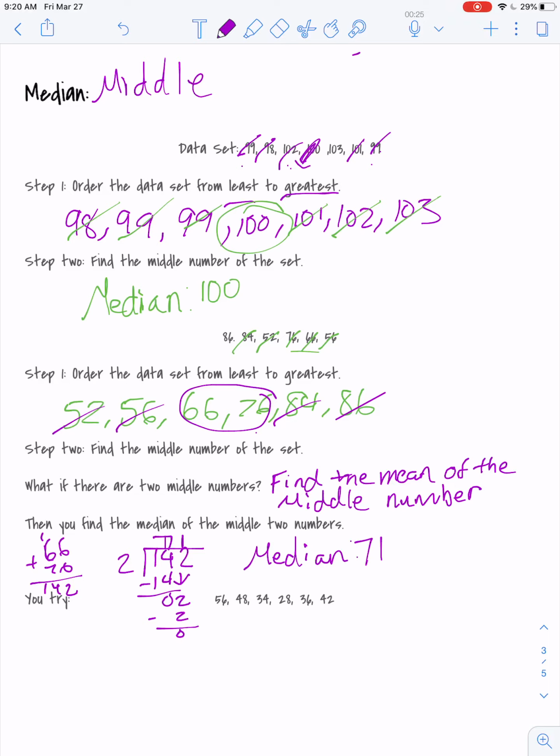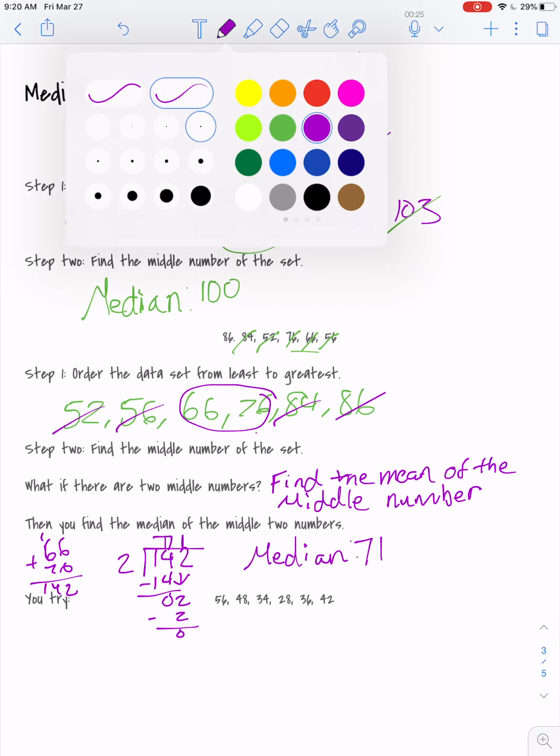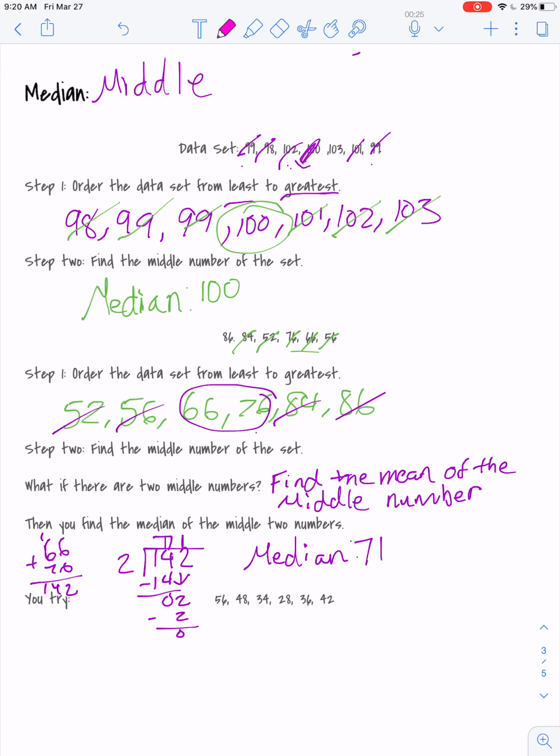So now I want you to try this next one on your own. Find the median of this set of data. So now let's go over it. We have to list our data from least to greatest. So our smallest data point is 28. Then our next one is 34. Then we have 36, 42, 48, 56.